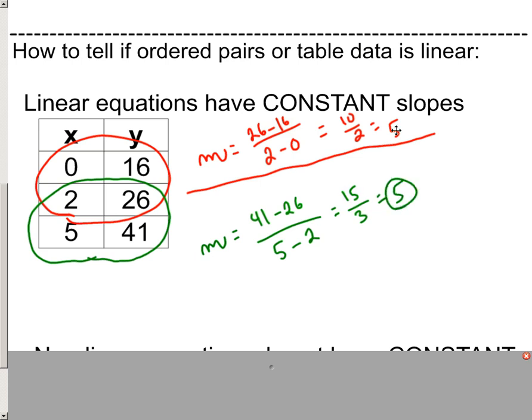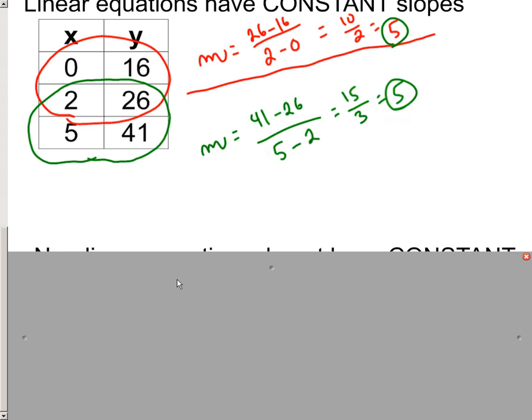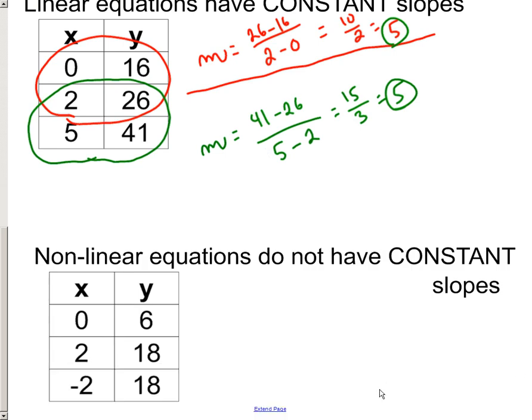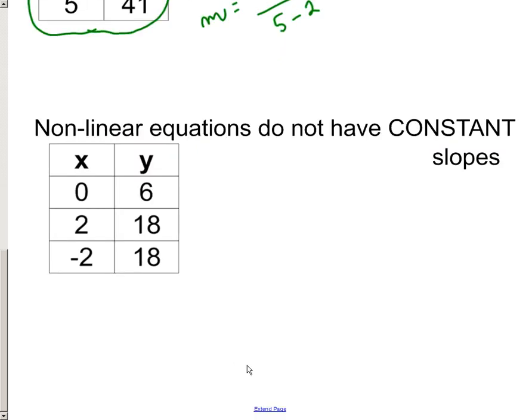So since I got the same slope using different points, see, I used these two circled in green for this, and we got 5. And then I used these two circled in red for this, and we got 5. We know it's linear. Here's the example of what happens when it's not linear.